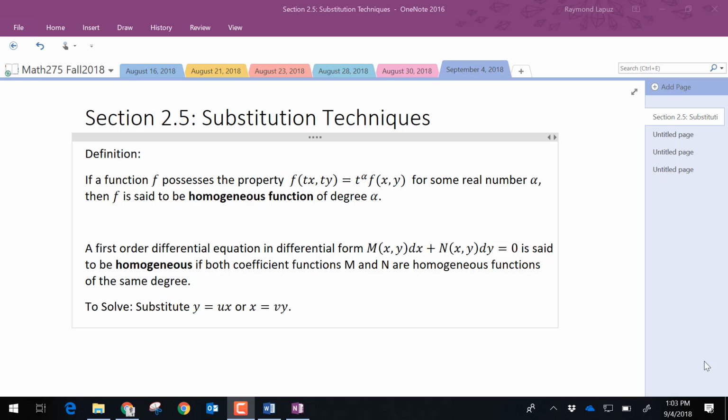Okay, so we have the basic tools now for being able to do all kinds of first order differential equations. We can separate it, we can do the first order linear, and then in the last lecture we talked about exact equations.